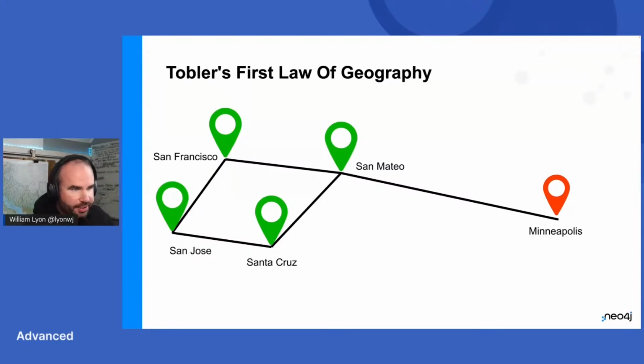So let's look at an example. I was recently in Minneapolis for a trip. So if we were to apply this framework, we could say that San Mateo is where Neo4j headquarters is.